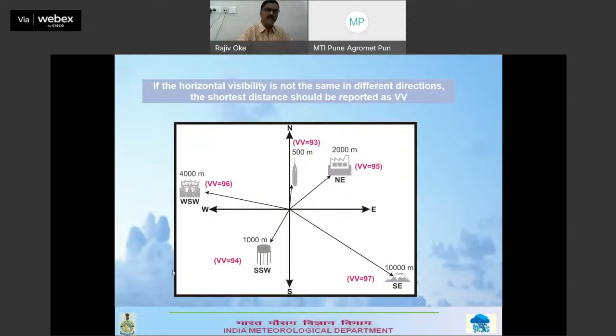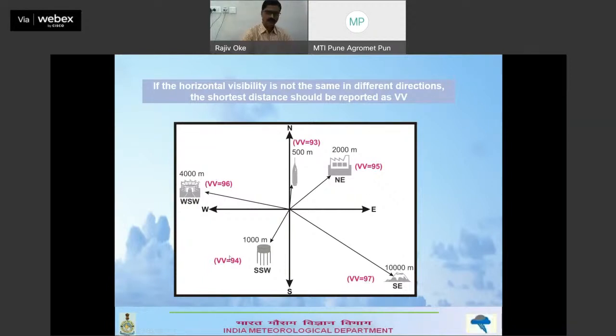Here, for example, it is given: this is an observatory where at 500 meters some temple is there, at 2000 meters a factory is there, in the southeastern direction one hillock is there that is at 10,000 meters, that is 10 kilometers, one water tank at 1000 meters, and so on. According to this meter range we have codes: 97, 95, 93, 96, 94.